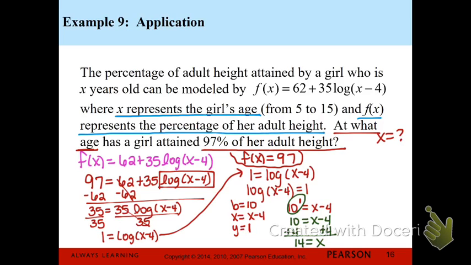Now, did we start out with log in our problem? Yes. So we need to check it. But the check's not hard because what was the only log we had? What were we taking the log of? X minus 4. And so when I plug in that 14 minus 4, is that positive? Yes. So what did we find? X was equal to 14. What do I label it? Age. Years. Years old. 14.